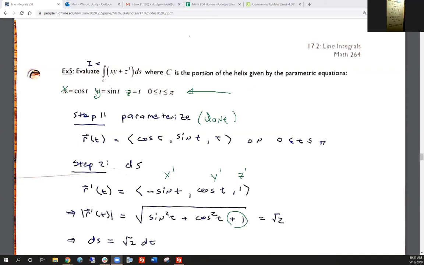So just a reminder in terms of the formulas, that when you have the DS, you're always going to be replacing that DS with the magnitude of R prime of t dt, versus when you have the dr.